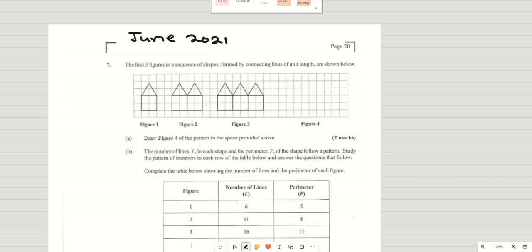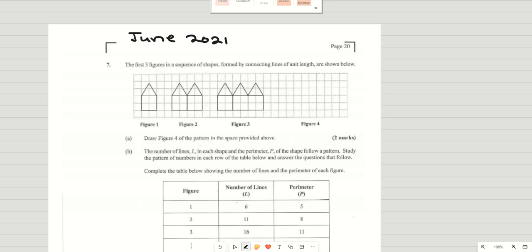This is a paper 2 question. The first question says the first three figures in a sequence of shapes formed by connecting lines of unit lengths are shown below. Draw figure 4, the pattern, in the space provided above. Figure 1 has one house-looking image. Figure 2 has 2, figure 3 has 3. So obviously figure 4 would be 4 houses.